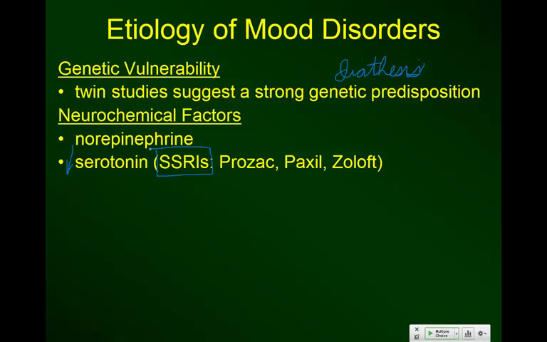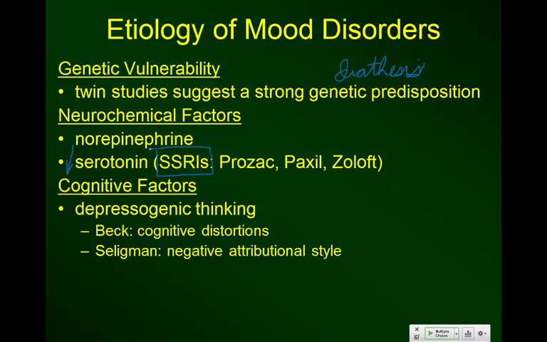So in addition to SSRIs, which are selective serotonin reuptake inhibitors, we actually have SNRIs, which are selective norepinephrine reuptake inhibitors. They work in the same way, just on a slightly different neurotransmitter there. More detail than you really need to know.